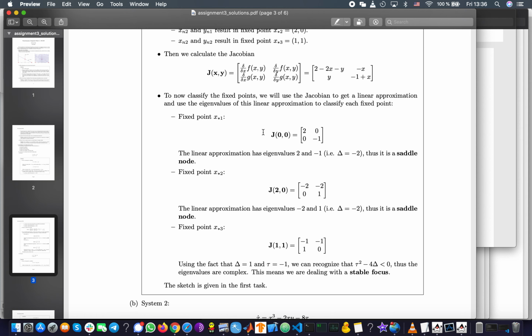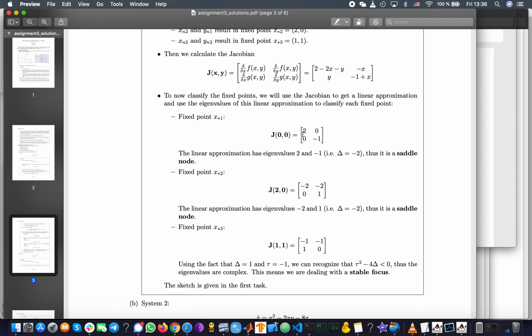That's it. So for the Jacobian matrix here, you can put 0 and 0, therefore it is going to be 2, this is going to be 0, this is going to be minus 1, and the rest is 0 and 0. So this is your Jacobian at your fixed point.